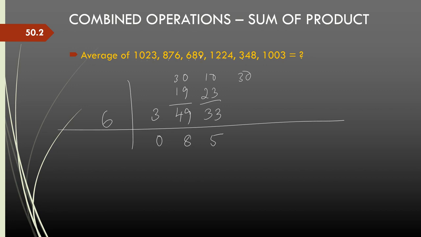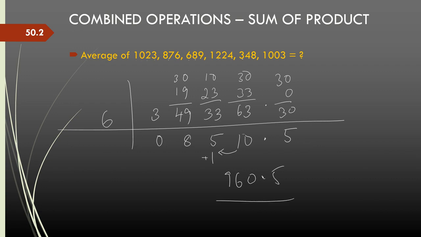3 plus 6 is 9, 9 plus 9 is 18, 18 plus 4 is 22, 22 plus 8 is 30, and 33. So that is 63. 63 is 10 times. Now I have the decimal after this. Let us assume there is a 0 and there is a 30 carried forward. So there is 30. That is 5 times 6, 5 sixes are 30, and then the division is over. So this is 960.5. That is the average of those given 6 numbers.